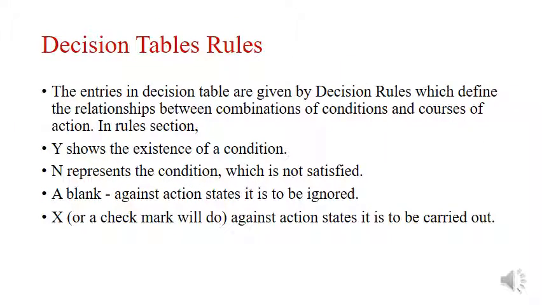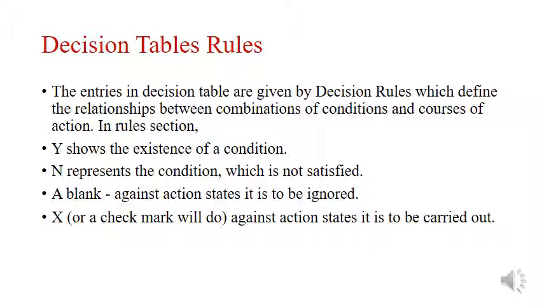Decision table rules. The entries in the decision table are given by decision rules, which define the relationship between a combination of conditions and a course of actions. In the rules section, Y shows the existence of a condition. N represents a condition which is not satisfied. It means no. A blank against an action states it is to be ignored. It means there is a no answer for this question. Then an X or a check mark against an action states it is to be carried out. It means it's to be used.